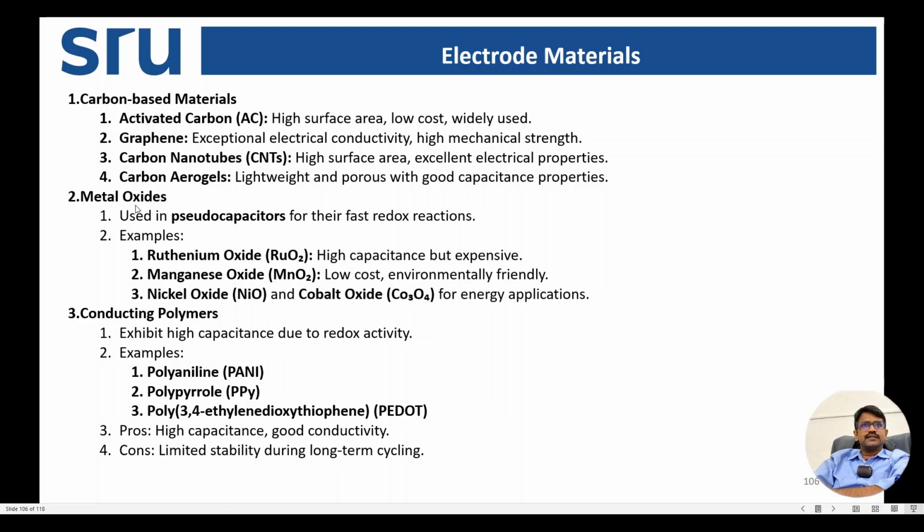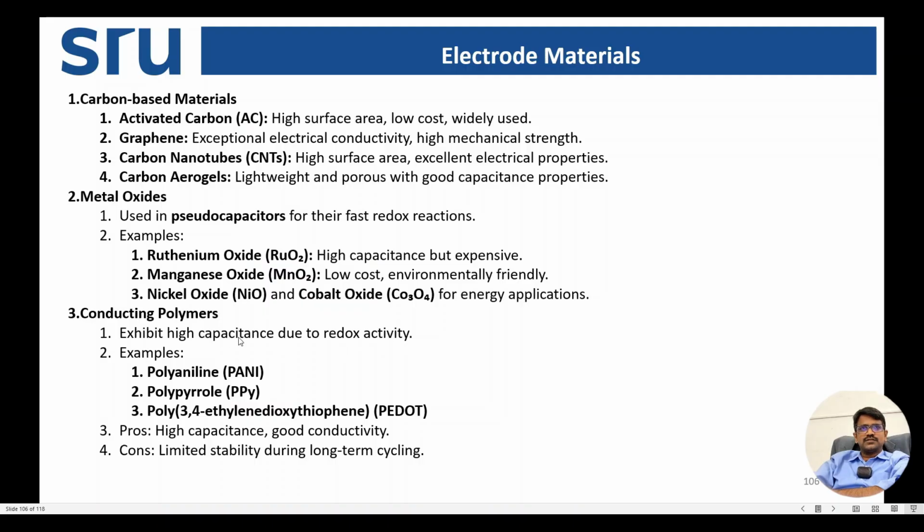Coming to metal oxides. Metal oxides are used in pseudocapacitors for their fast redox reactions. Examples: ruthenium oxide, manganese oxide, nickel oxide, and cobalt oxide, for energy applications. For example, I have prepared tin oxide, SnO2 quantum dots, for pseudocapacitor applications.